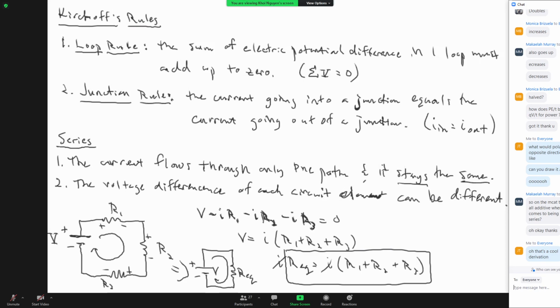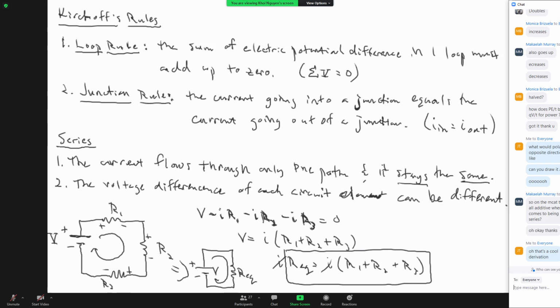Kirchhoff's rules. And I look at each of the loops depending on how complicated the circuit is and do that circuit analysis. And if you think about it, it's just a system of linear equations, right? The more loops you have, the more equations you have. And so you just take that system of linear equations and eventually you can find out all the currents running through your system. Okay. The number of unknowns equal the number of equations you have. It's a solvable system of linear equations.